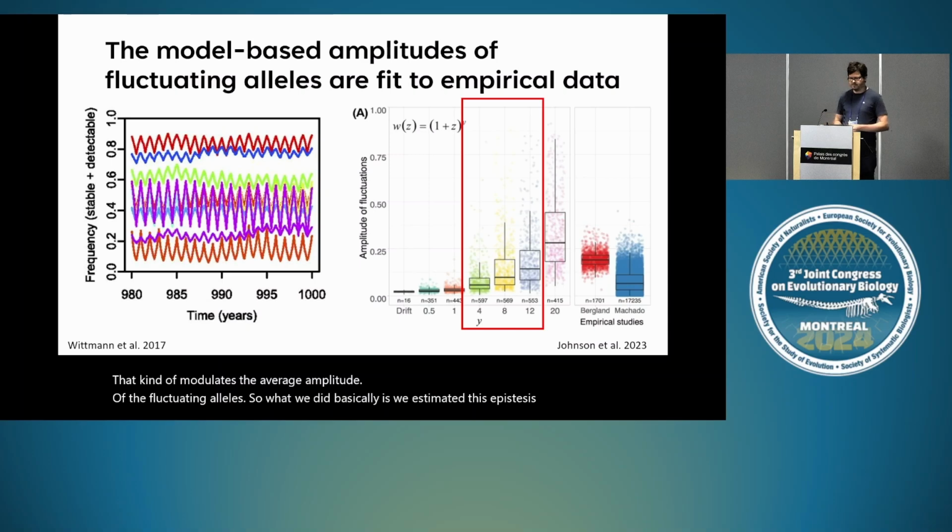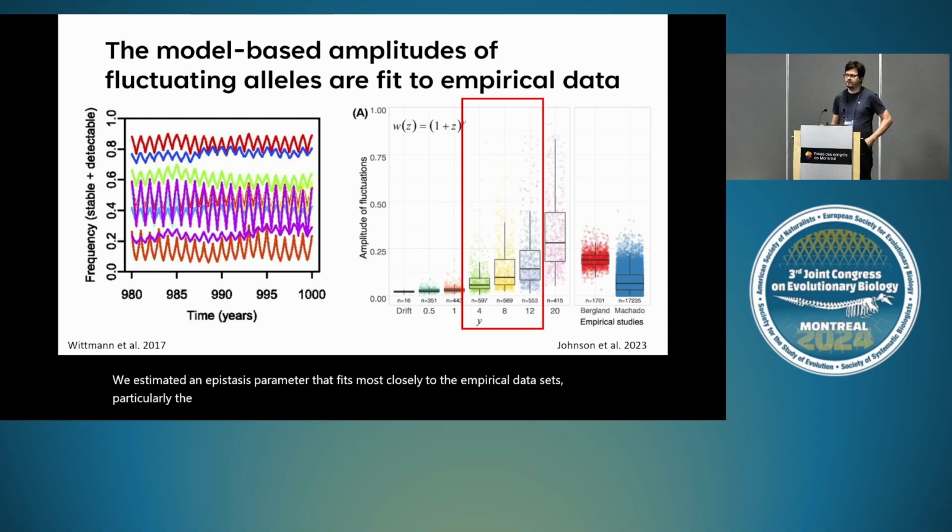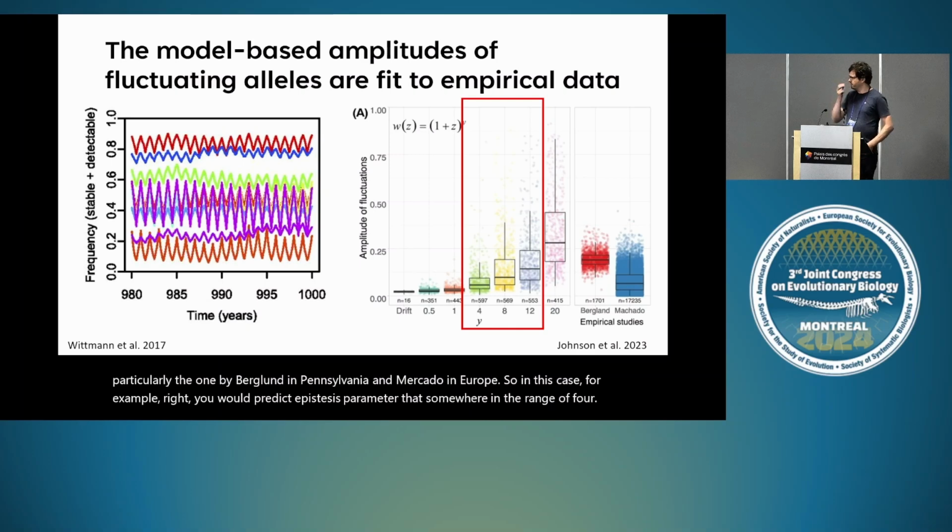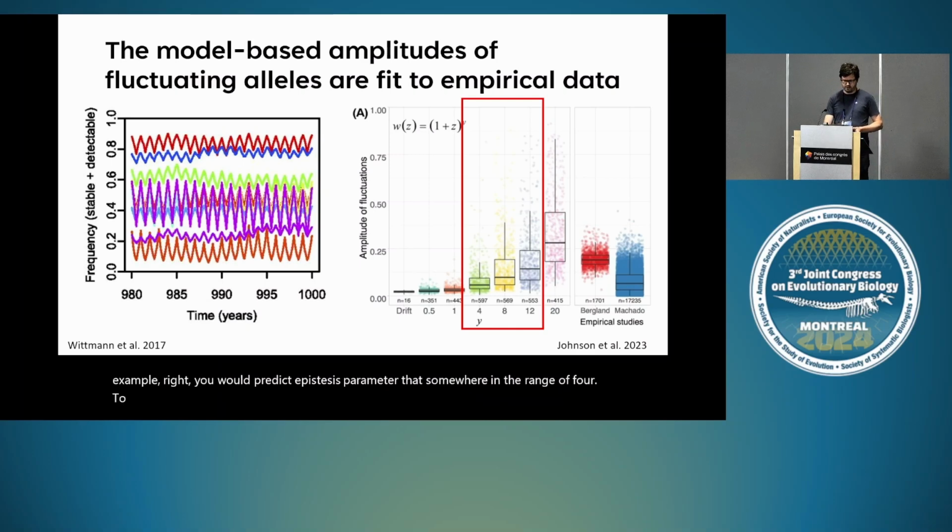So what we did basically is we estimated this epistasis parameter that fits most closely to the empirical data sets, particularly the one by Bergland in Pennsylvania and Mercado in Europe. In this case, for example, you would predict an epistasis parameter that's somewhere in the range of 4 to 12. So we simulate these fluctuating alleles.